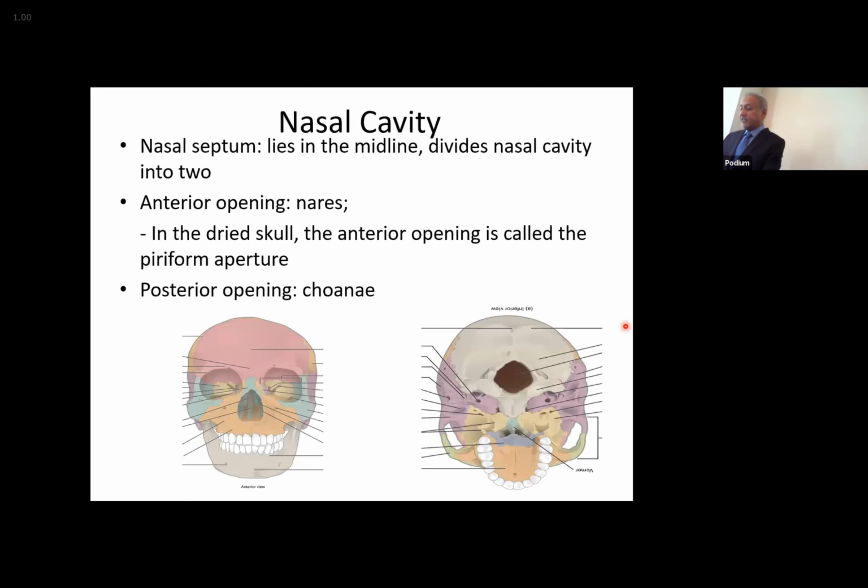Now nasal cavity. All right, let's look at the nasal cavity. If we look at the nasal cavity, the nasal septum lies in the midline and divides it into two. So the nasal cavity is sitting inside.